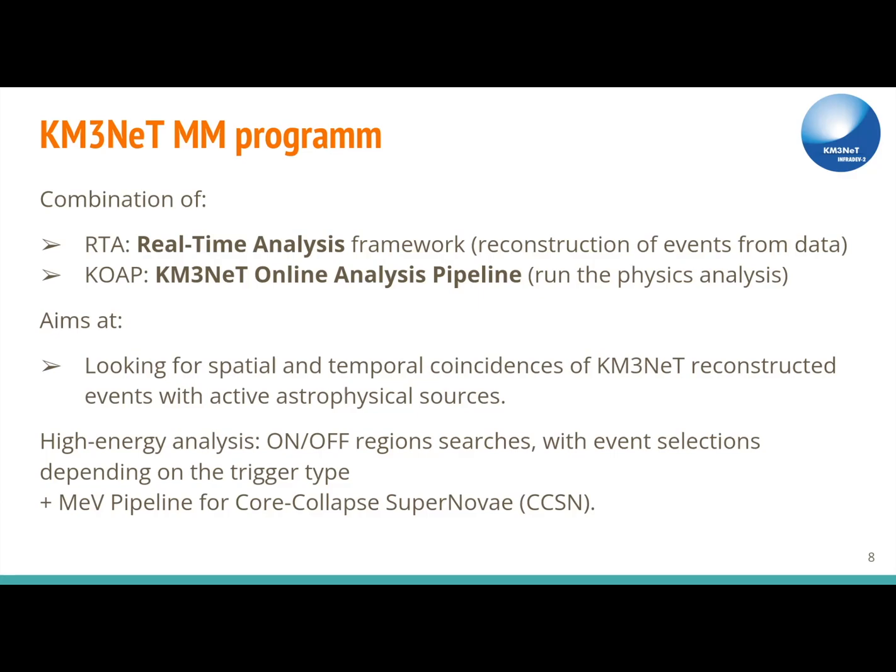And the aim of the analysis is to look at spatial and temporal coincidences between the KM3NeT events and the active astrophysical source that has triggered the analysis. So as I said, we are doing two main kinds of analysis, the high energy one and the analysis at mega electron volt for core collapse supernova. The high energy analysis, I will come back to that later, but it is an on-off analysis. We are setting a cone search, and the event selections then depend on the kind of trigger.